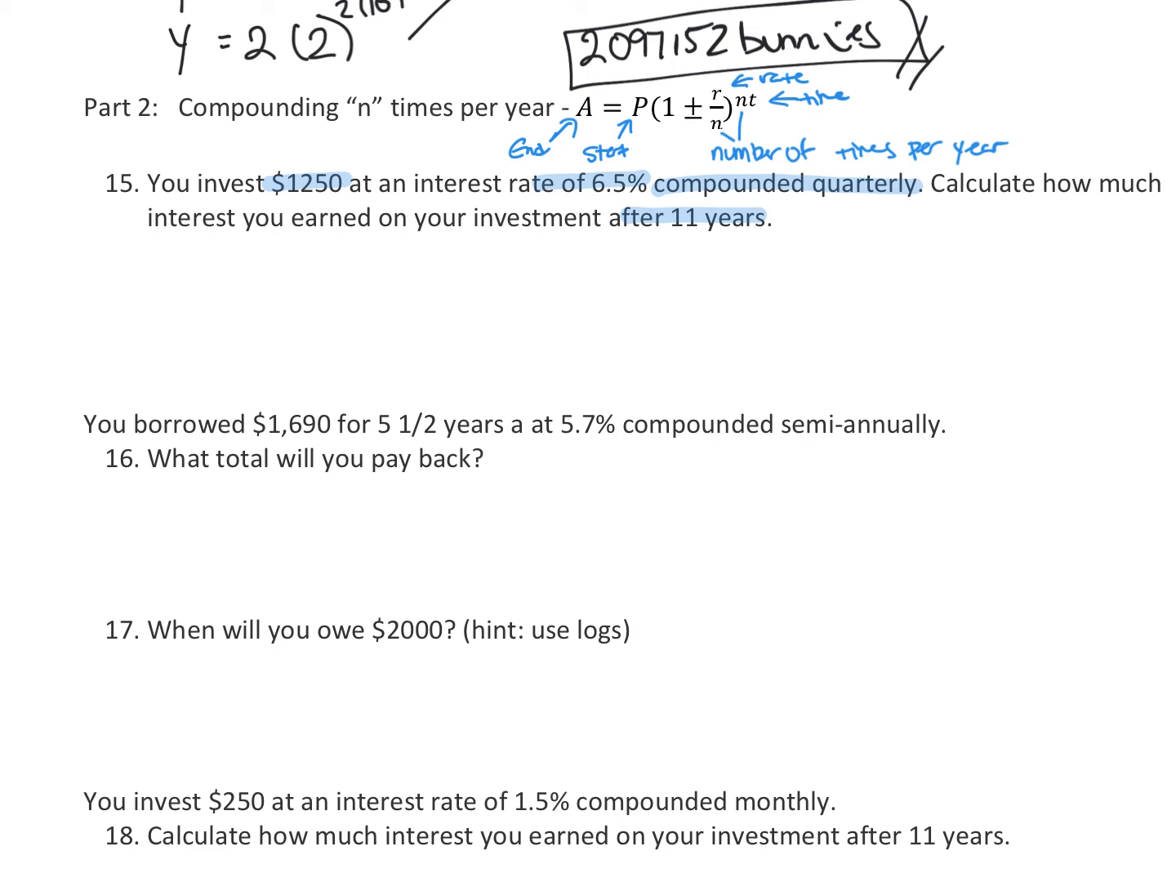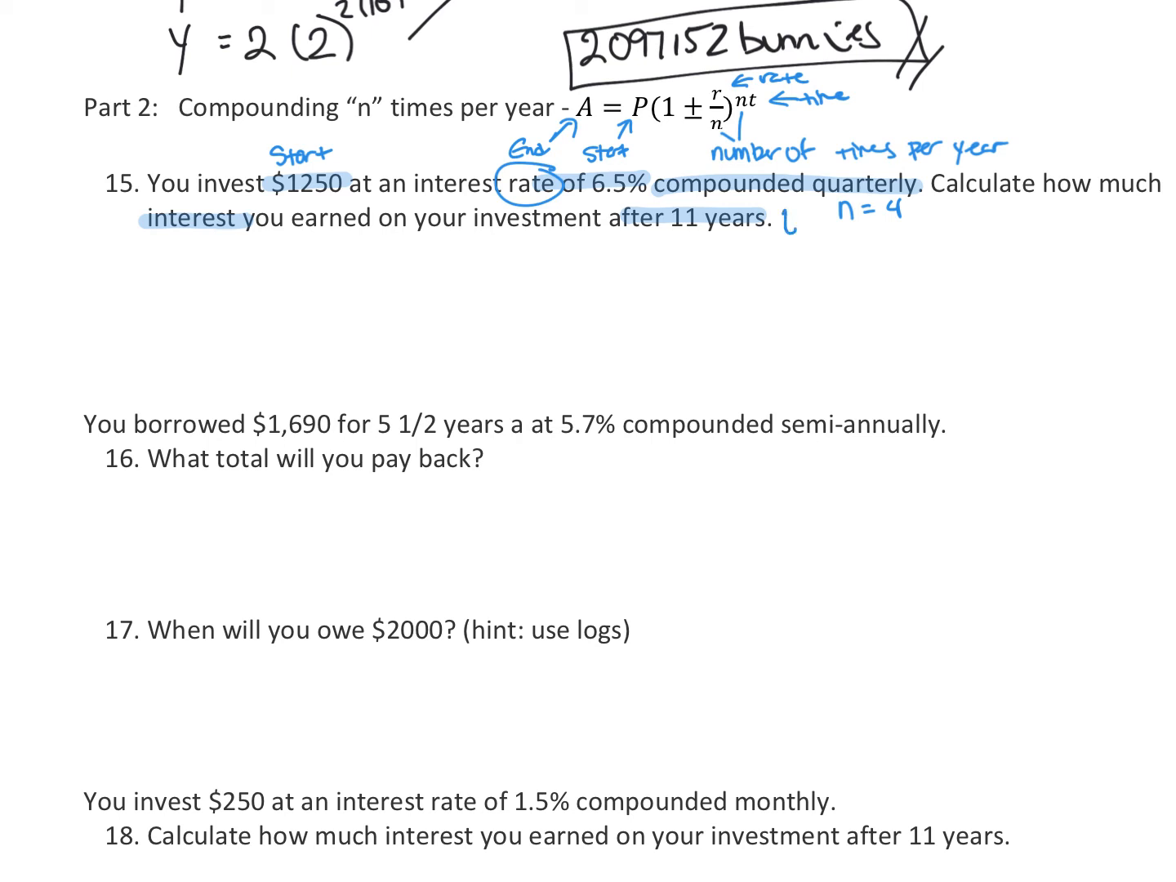Okay, so taking a look at this problem, I can see that we have our starting amount of $1,250, an interest rate of 6.5%, and it's compounded quarterly. So if it's compounded quarterly, the number of times per year is 4. So calculate how much interest you earned. So we want just the interest, not the total amount, of your investment after 11 years.